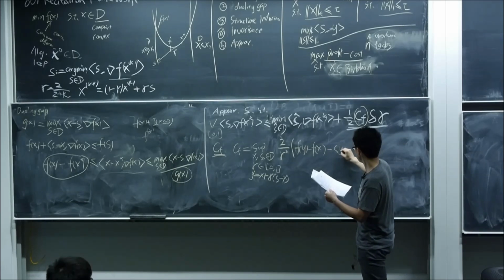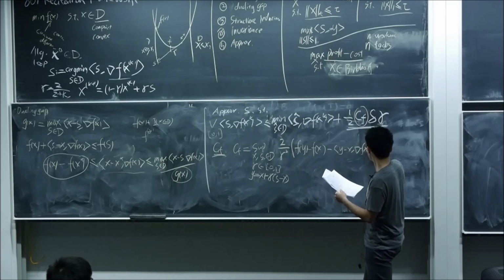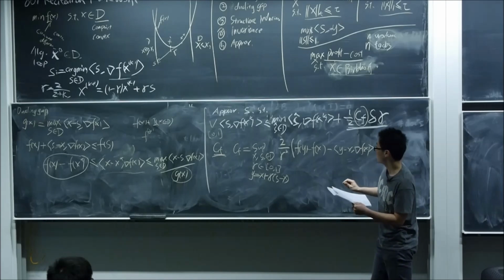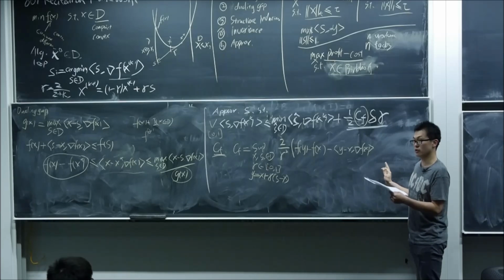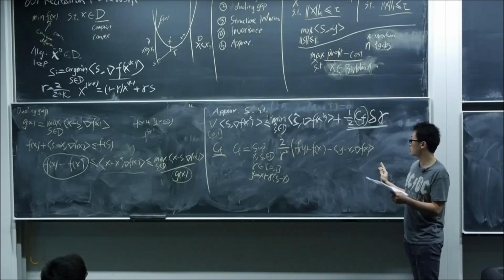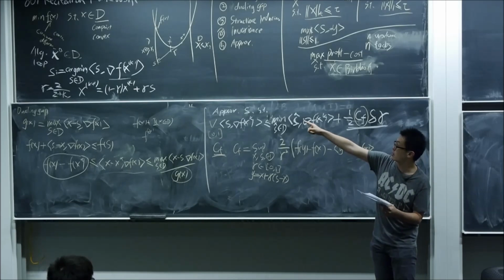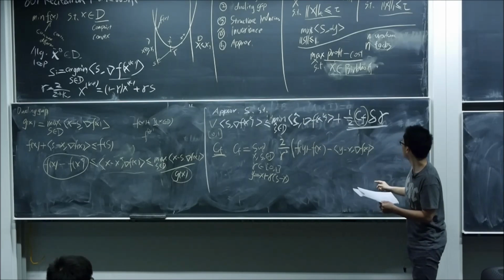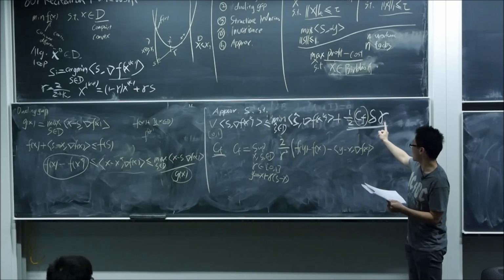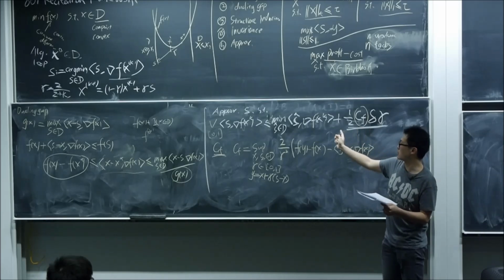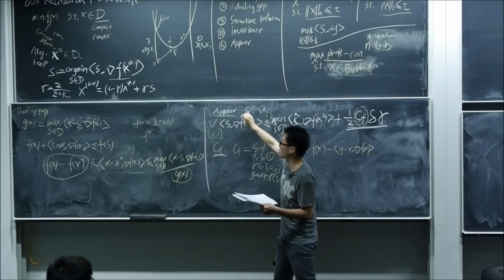Minus... yeah, this is the definition of the curvature. What's delta f(x)? It is the gradient of f. This gamma is just a step size, and delta is a constant that gives you the additive approximation.